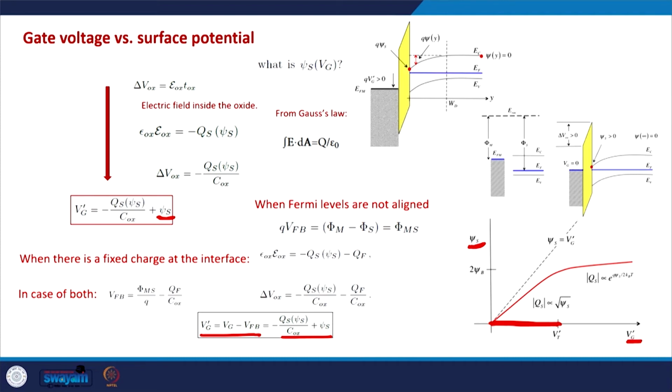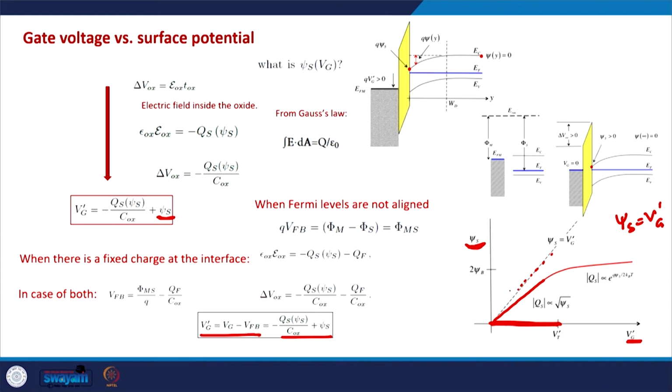So this dotted line, if you see, is the line of psi s equal to Vg prime. In the subthreshold regime, when Vg prime is less than Vt prime, the actual relationship between psi s and Vg prime is quite close to this line. So the psi s value, the semiconductor potential, follows closely the gate voltage.